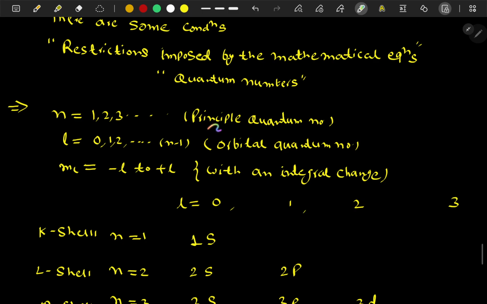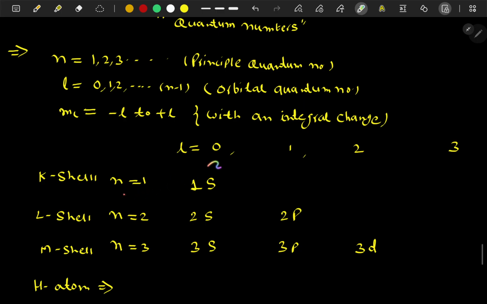Now the principal quantum number is n equal to 1 to infinity, and the orbital quantum number is l, which is 0 to n minus 1, and m_l equals minus l to plus l. Now for n equal to 1, what is l? l equal to 0 is s, 1 is p, then 2 is d, and then f, and similarly it goes on. So for the K shell n equal to 1, the L shell n equal to 2, the M shell n equal to 3, and for n equal to 4 the N shell. Basically K, L, M are sufficient. So for the K shell, n equal to 1, what can be the values of l? l equal to 0 to n minus 1, so only 0. 1 minus 1 equals 0, so only 0 is possible.